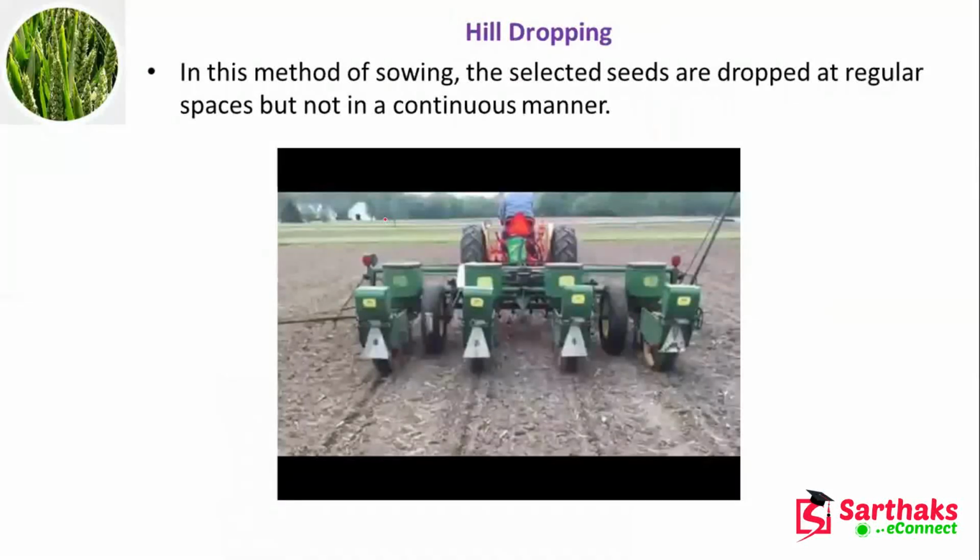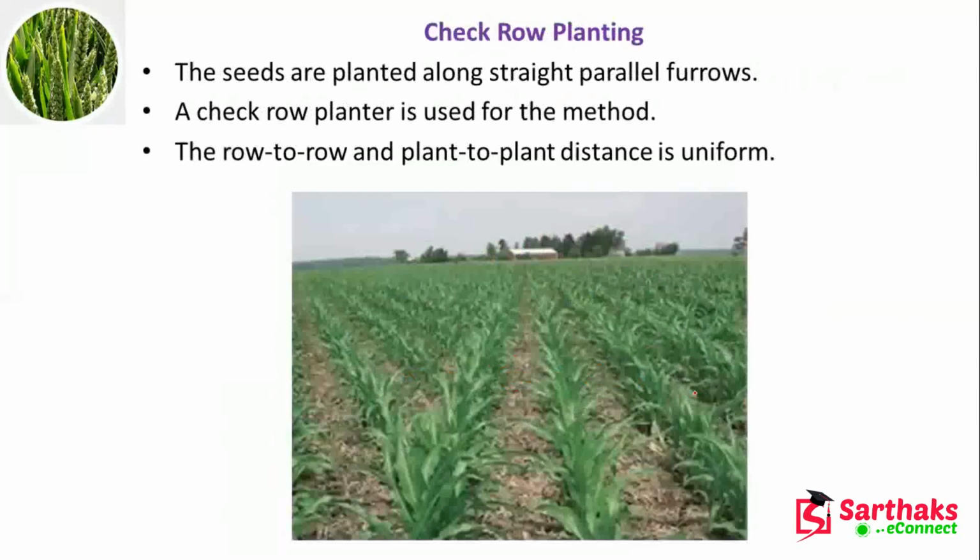Now heel dropping. In this sowing method, you can see that selected seeds are dropped at regular spaces. Here you can see this is a regular space. So you should not measure this one, and there will be no error here. The selected seeds are dropped at regular spaces, but not in a continuous manner. This thing we can do using the heel dropping method.